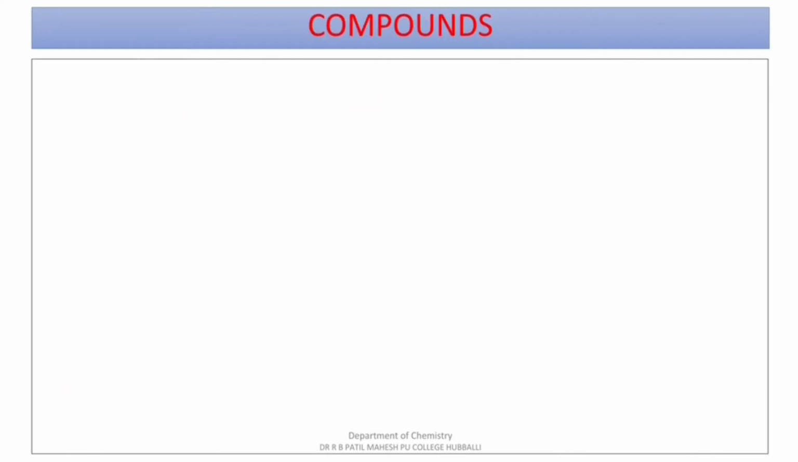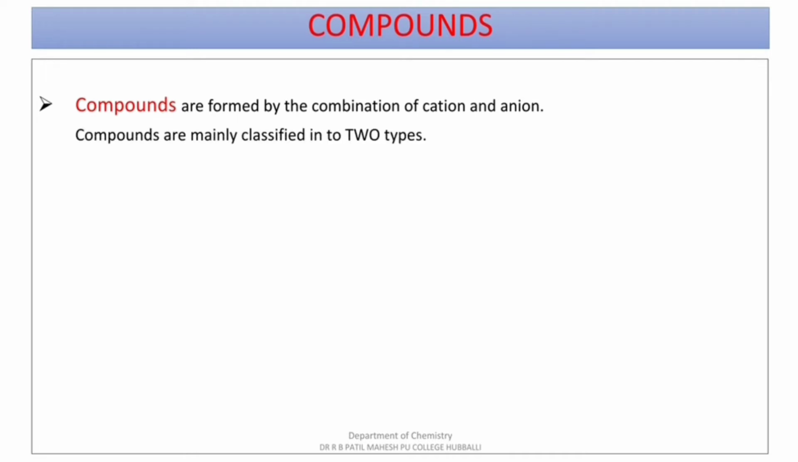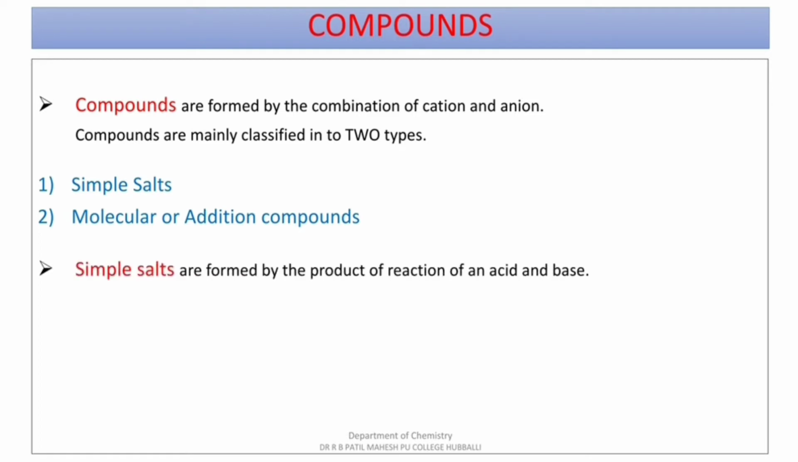Coming to compounds, compounds are mainly formed by the combination of cations and anions. There are two types of compounds. First one, simple salt, and the second is molecular or addition compounds. Simple salts are formed by the reaction between acids and bases.